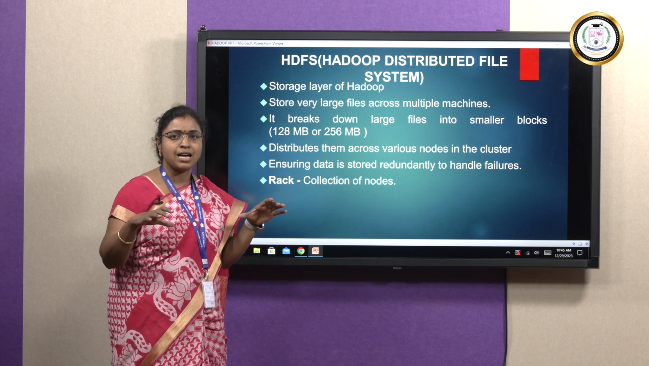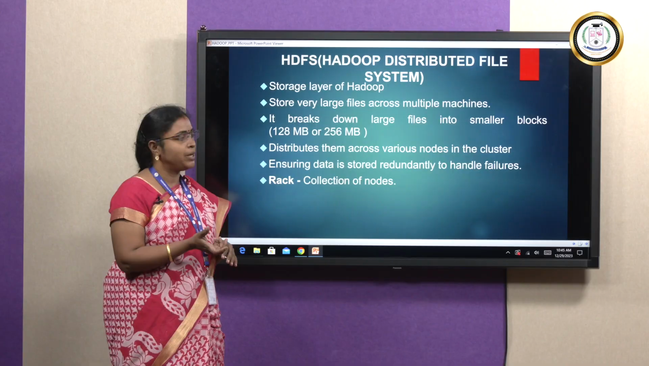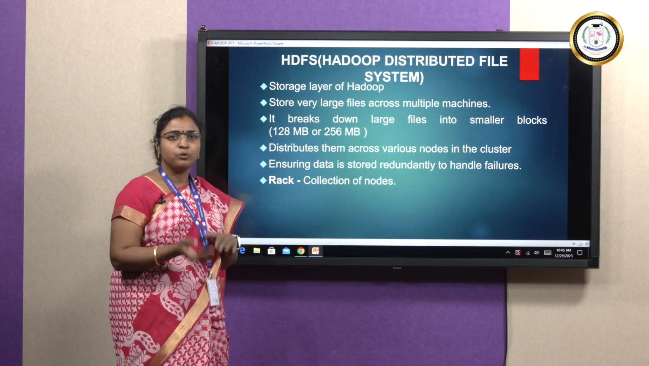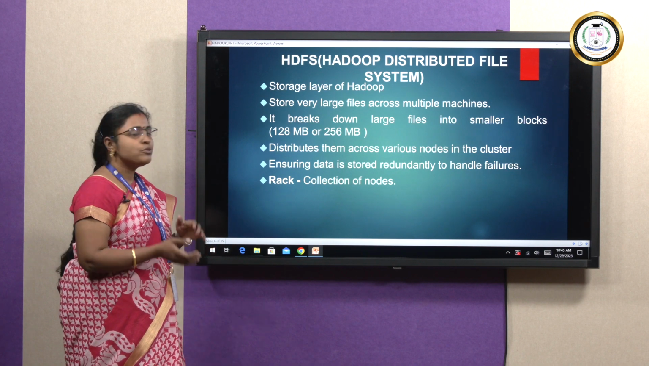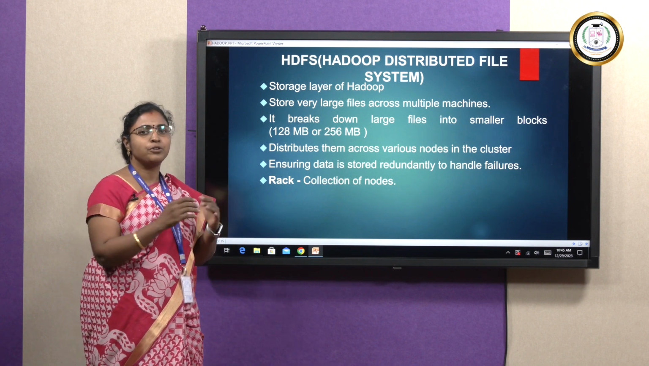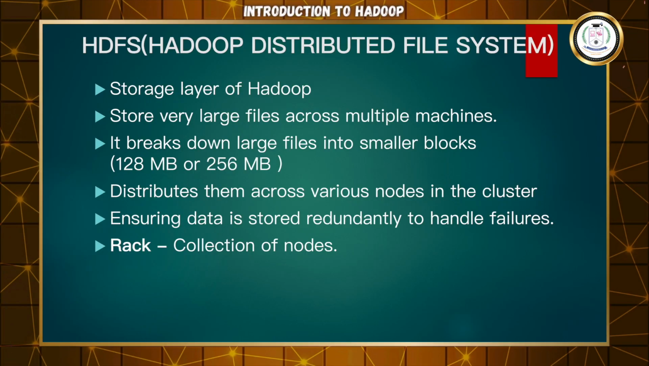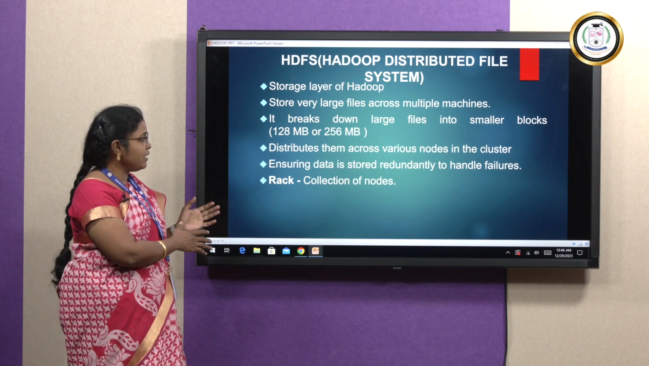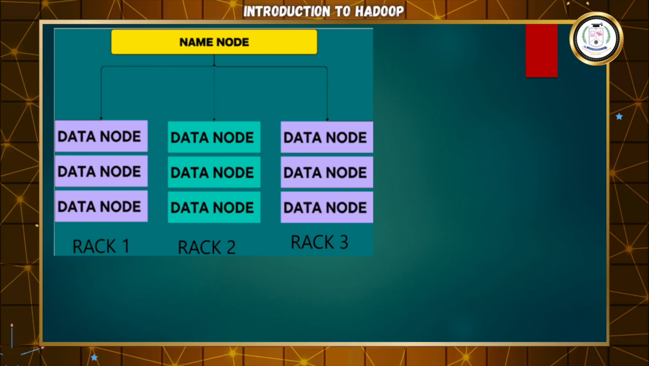A particular large file will be broken into smaller chunks, smaller blocks. The block size may vary from 128 MB to 256 MB, depending upon the requirement of the user. These smaller blocks are distributed to the different clusters, which ensures reliability with the help of redundancy of data. A rack is also used as a collection of nodes. So this is the overall architecture of HDFS.